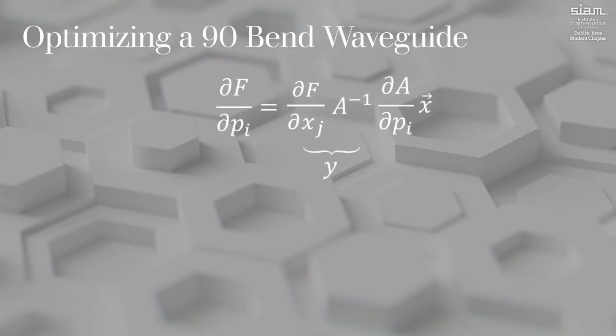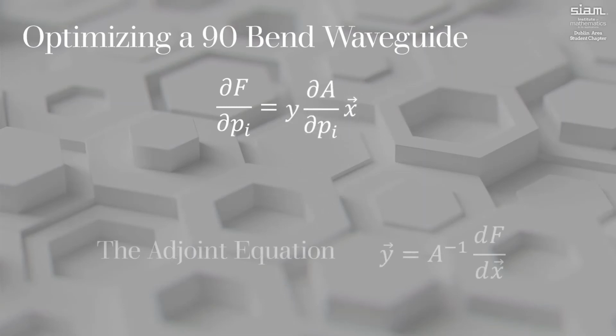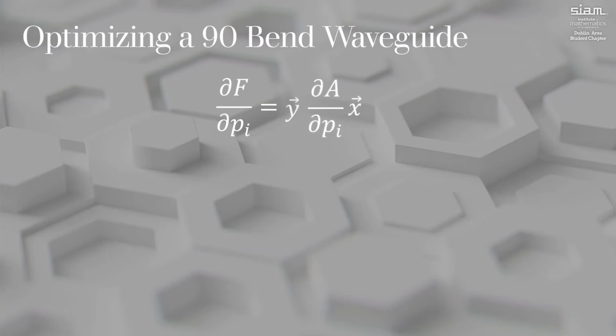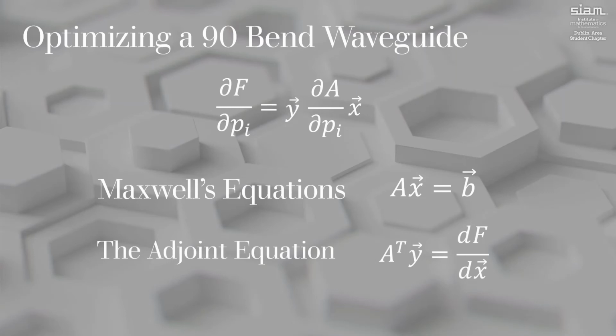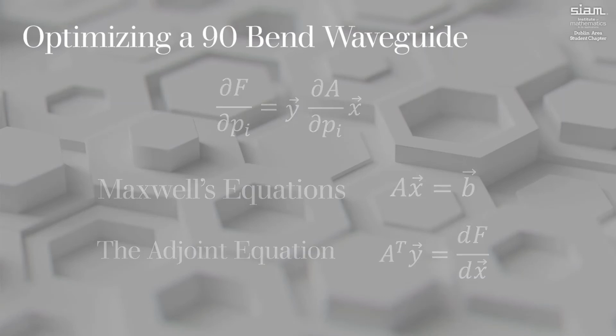So substituting this into our initial equation, we obtain this formula. This is commonly known as the adjoint equation, and it can be solved numerically. So using this method, we can easily solve the gradient of the objective function with respect to certain parameters and use this to explore the space of devices which will maximize the transmission.